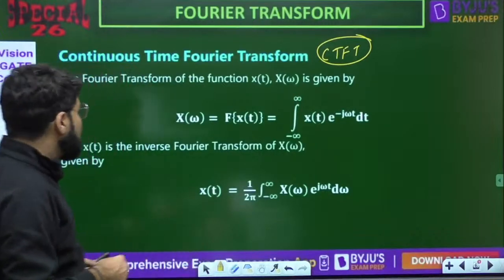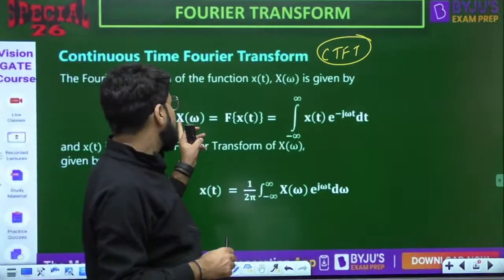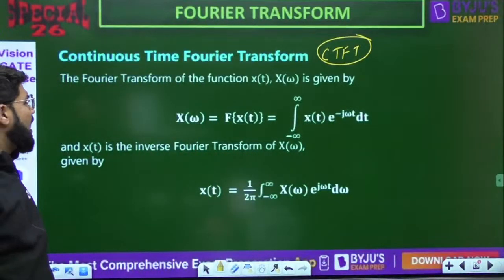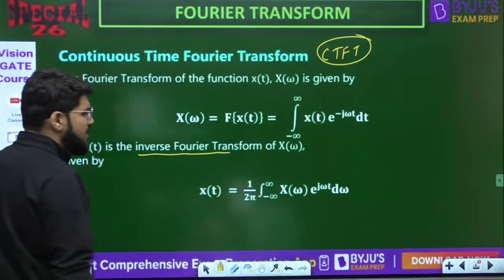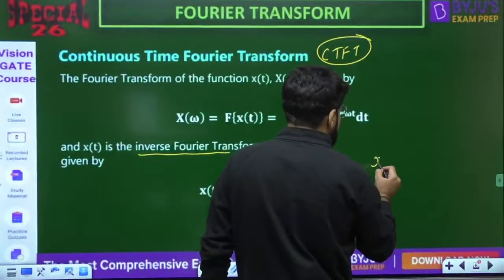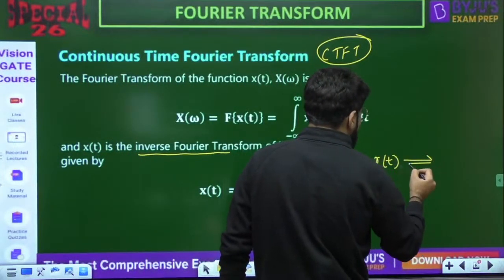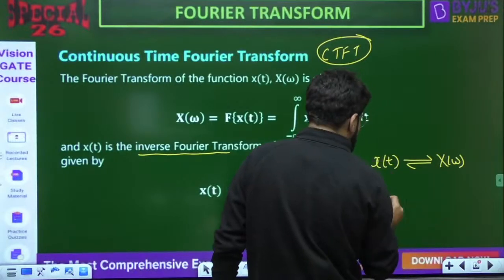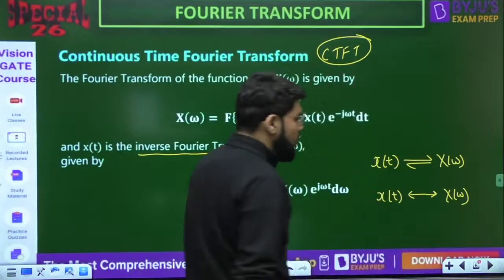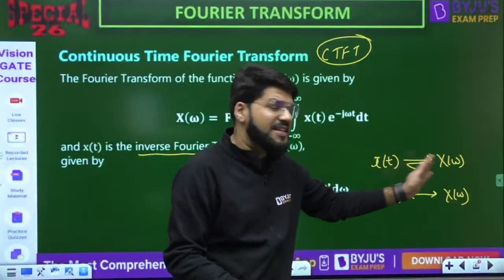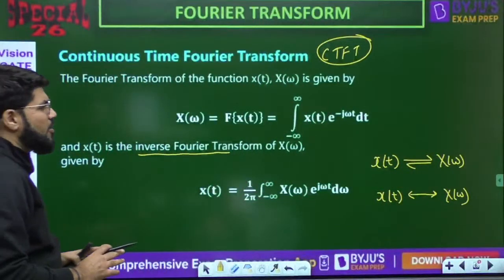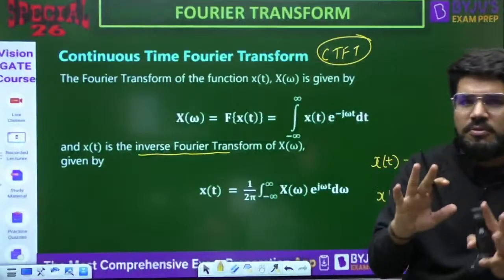The Fourier transform X of omega, which is the Fourier transform of x(t), is the integral of x(t) e power minus j omega t from minus infinity to infinity, and the inverse Fourier transform is given by x(t) equals 1 upon 2 pi integral X(omega) e power j omega t d omega. We always represent these as pairs, with a double-sided arrow, meaning x(t) has the Fourier transform X(omega), and X(omega) has the inverse Fourier transform x(t). So they are known as a pair of each other: A is the Fourier transform of B, and B is the inverse Fourier transform of A.